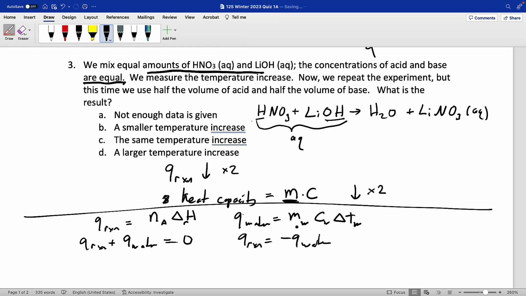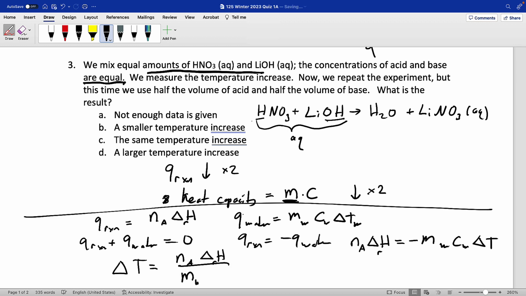We can plug in those variables here. So we've got N acid times delta H of reaction is equal to the negative of M water C water delta T. And we solve for delta T. So if we solve for delta T, we get N acid delta H of reaction divided by the mass of water divided by the specific heat of water.